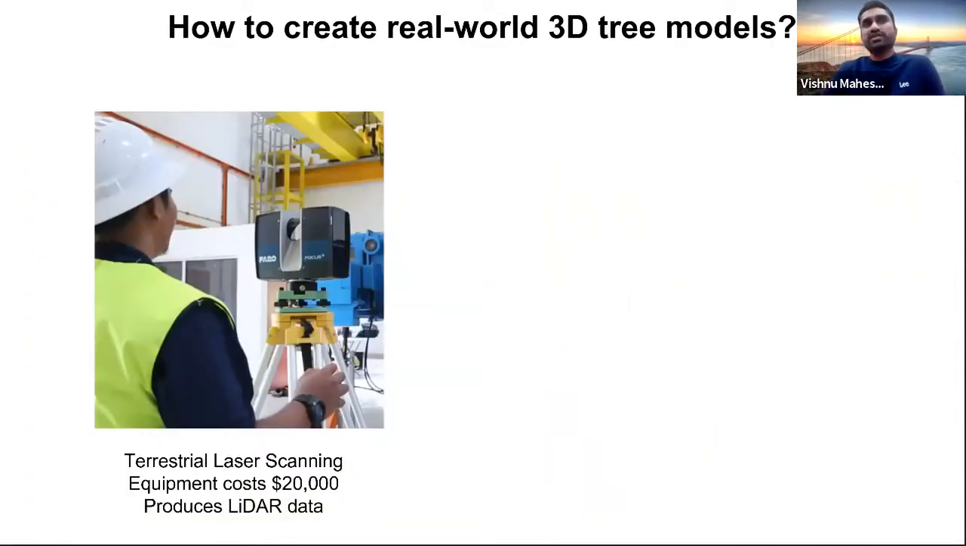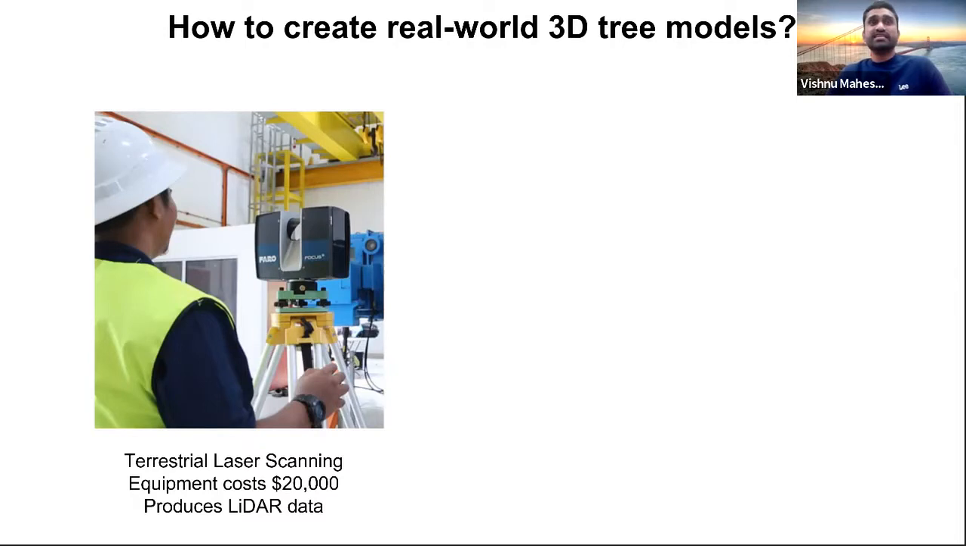Now, how do we create real-world 3D models? There are two ways. One way is to use a terrestrial laser scanner. A terrestrial laser scanner is an instrument that shoots laser pulses. And depending on the time the laser pulse takes to reflect back from a point, we can calculate the distance to the point. This instrument shoots thousands, or maybe hundreds of thousands, of laser pulses per second.